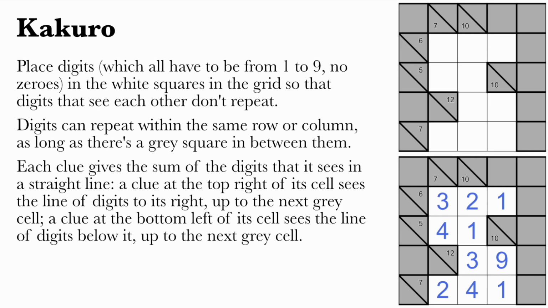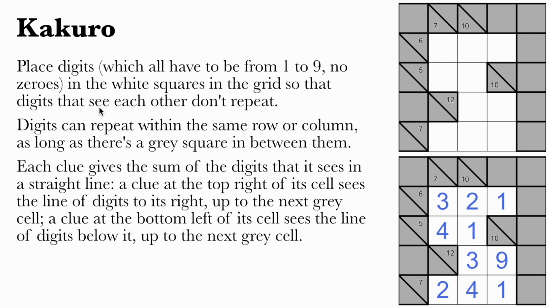at the rules. In a Kakuro puzzle, we will place digits, which all have to be from 1 to 9, no zeros, in the white squares in the grid so that digits that see each other don't repeat. So this is a little bit like a Sudoku constraint, sort of, or Latin square, in that we don't have repeating numbers in rows and columns. But the distinction is this next rule. Digits can repeat within the same row or column as long as there's a gray square in between them.